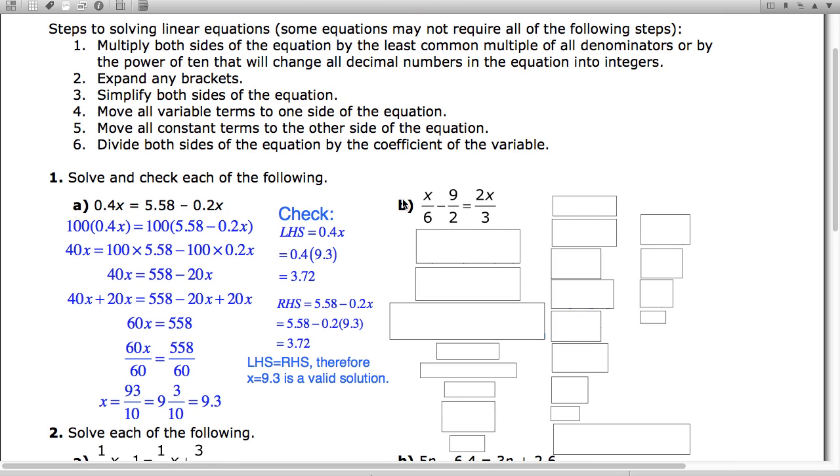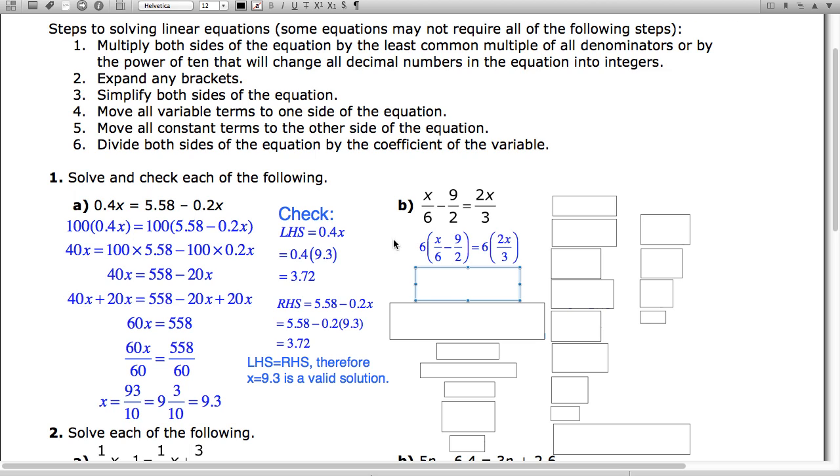In part B, we've got an equation with several denominators, 2, 3, and 6. The least common multiple between them is 6, which is why I'm going to multiply both sides of the equation by 6. So step number 1, multiplying both sides of the equation by the least common multiple of all the denominators is what we're doing here. The reason that we're doing that, we want to clear out the fractions. I had mentioned this before, it is an optional step, but I'm choosing to take it this time.